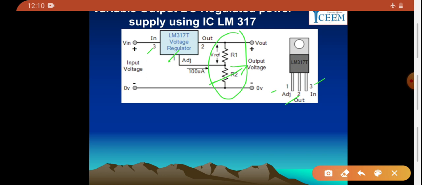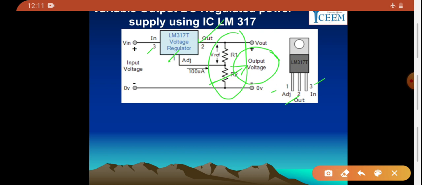R2 is a variable resistor, and by varying the value of R2 you can get a variable output voltage at the output terminals. That's why pin number 1, through which an adjustable, very small current of near about 100 microampere flows, is connected to the reference voltage generated by R1 and R2. That's why it is called the adjust pin. So pin 3 is input, 1 is adjust, and 2 is output.